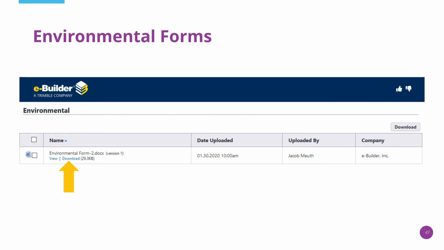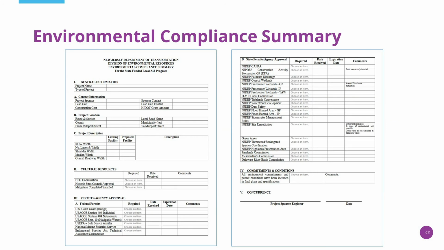This is the pop-up window that appears when you click on the Environmental Forms hyperlink. The Environmental Compliance Summary is named Environmental Form-2.docx. This is what the Environmental Compliance Summary looks like when you open it. You will need to download the file, fill out the permit information, and upload it into PMRS.